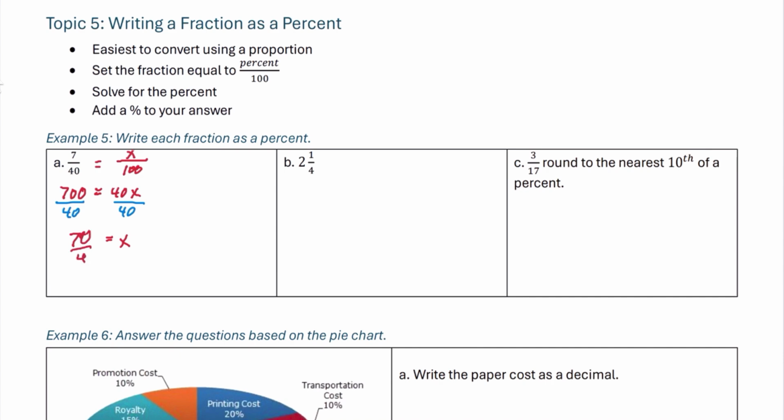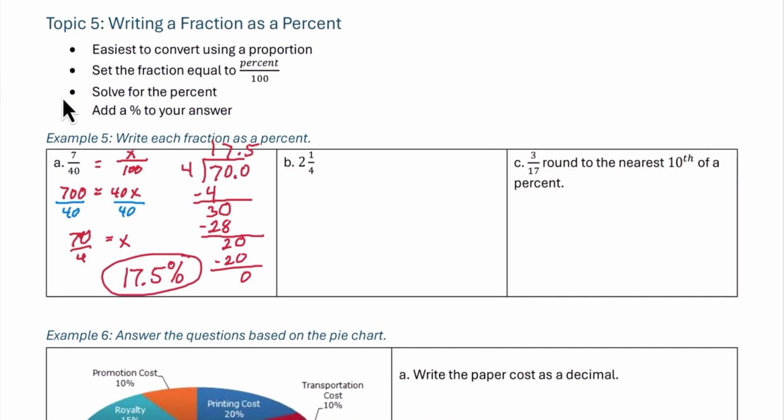divided by 4. Let's go through and do the long division. 4 goes into 7 one time. Multiply, we get 4. Subtract, we get a 3. Drop down a 0. 4 goes into 30 7 times. 7 times 4 is 28. Subtract, we get a 2. We'll add a decimal and drop down a 0. 4 goes into 20 5 times. 5 times 4 is 20. Subtract and we get a 0. We now have 17.5. We just need to add on the percent sign.